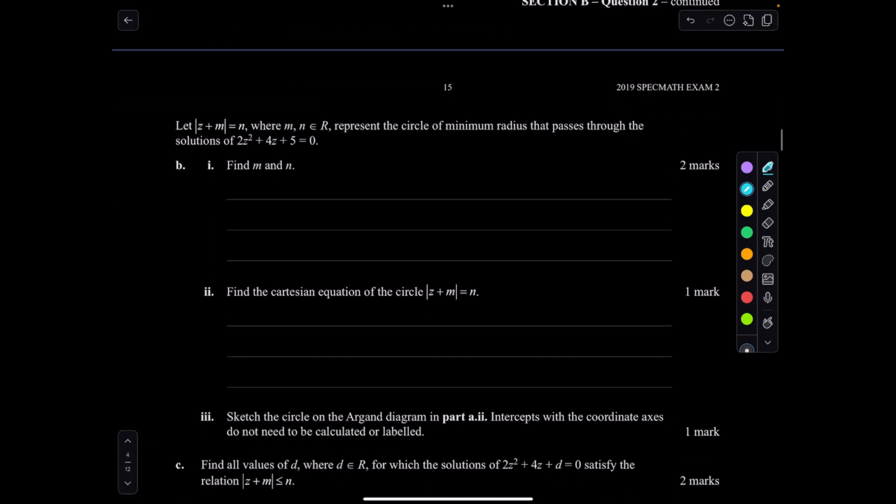So next question. Let the absolute value of z plus m equal n, where m and n are real numbers, represent a circle of minimum radius that passes through the solutions of this. Find m and n. Now this is a normal way you would write the equation of a circle. Remember, an equation of a circle is normally written like this: absolute value of z minus a minus bi equals r, where this value over here is your radius.